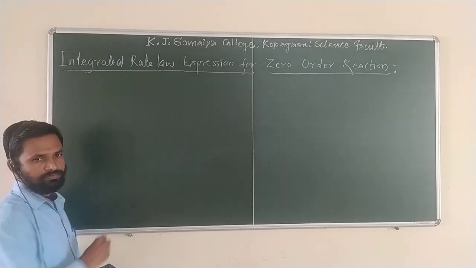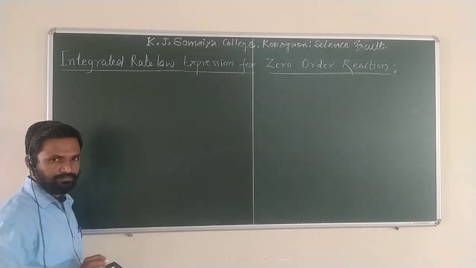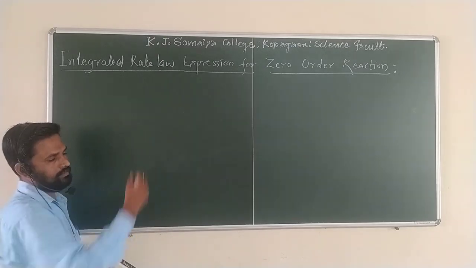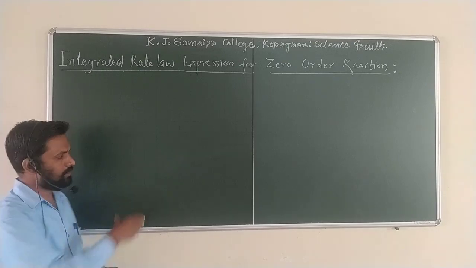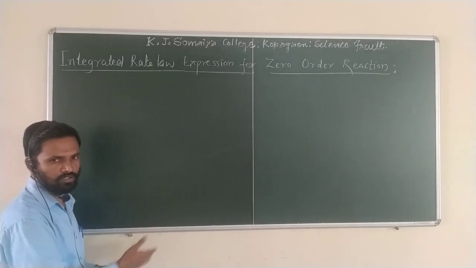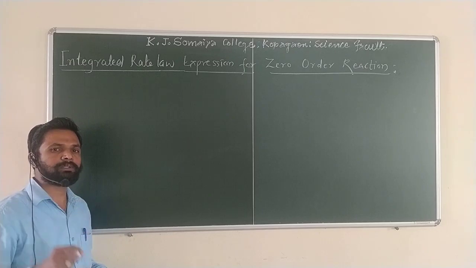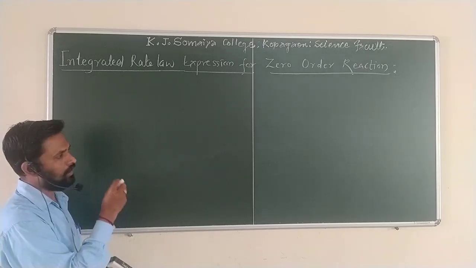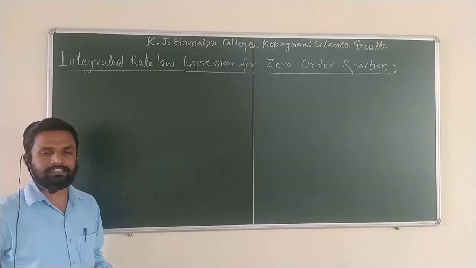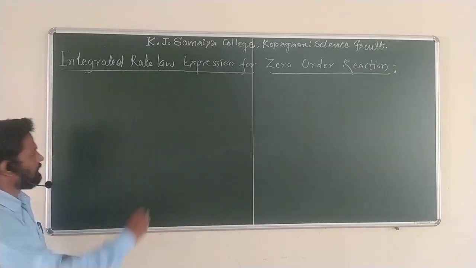If you get the idea of how to write the rate equation, and how to integrate the differential form of the rate equation, then from those values we can determine the rate constant of any reaction, whether it is of zero order, first order or second order. What you have to learn is how to write the rate equations and how to write the integrated rate law expression for different orders of reactions. Okay, so here I will start.